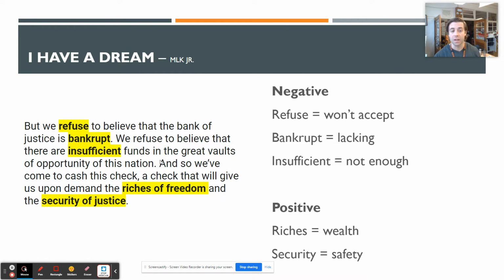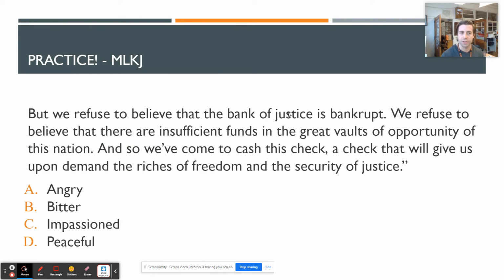And it felt like it was being shut out from some of these positive connotations. A check that will give us upon demand the riches of freedom and the security of justice, right? He wants those positively connotative ideas for the Black community in the 1960s. So that's just a way that some connotation of words can really reinforce the meaning of a passage.